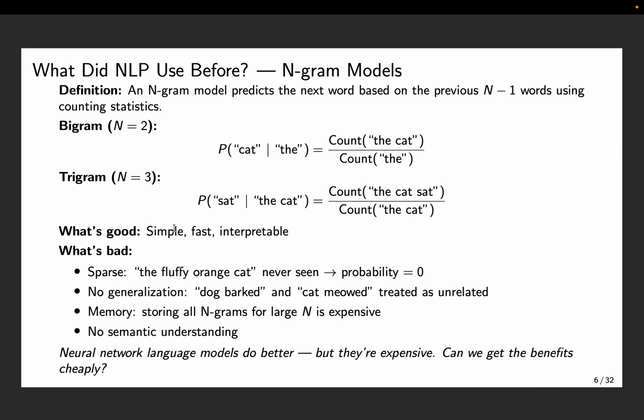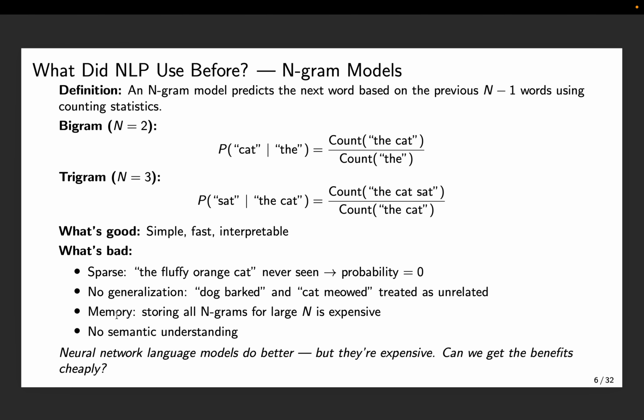Firstly, sparsity. Suppose your sentence contains the phrase the fluffy orange cat. If this exact sequence never appeared in training, its probability is 0. The model completely fails. Secondly, no generalization. The dog barked and the cat meowed are treated as completely unrelated sequences. The model has no idea that dogs and cats are both animals.